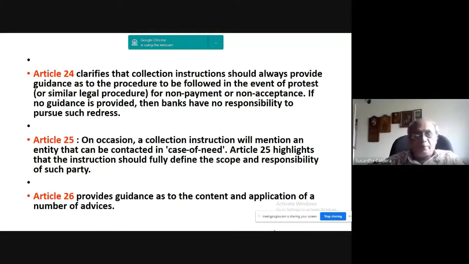Article 24 clarifies the collection instructions should always provide guidance as to the procedure to be followed in the event of protest. Protest I have discussed with you in detail, so I am not going to discuss it again. For non-payment or non-acceptance, if no guidance is provided, then banks have no responsibility to pursue such redress. Right?